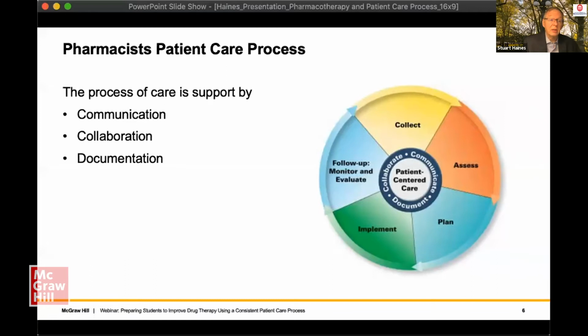Certainly, all of the care that we provide is in collaboration with other health professionals, physicians, nurses, physical therapists, occupational therapists, dentists. So there are a number of people that we collaborate with, and of course, with the patient themselves and their family. And then there needs to be communication structures. How do we communicate between these individuals that we're collaborating with, and also documenting our care so that we are able to go back and determine what the plans were, what were the findings from previous visits. So those are the support structures around the care process.